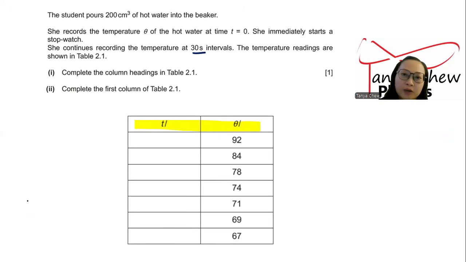So time. What is time being measured in? Time is being measured in seconds. So just put slash, the unit, seconds. Theta. Theta is called temperature. What is the unit of temperature? This is called degrees Celsius.